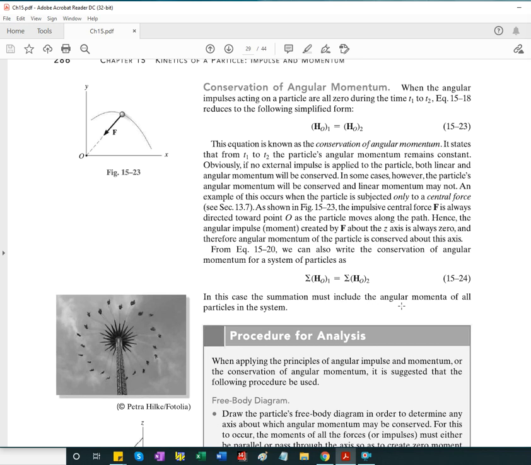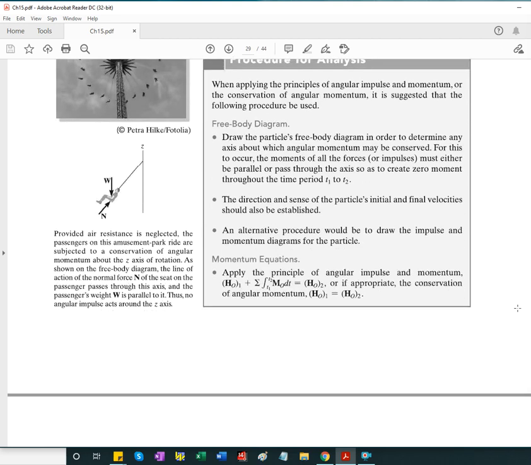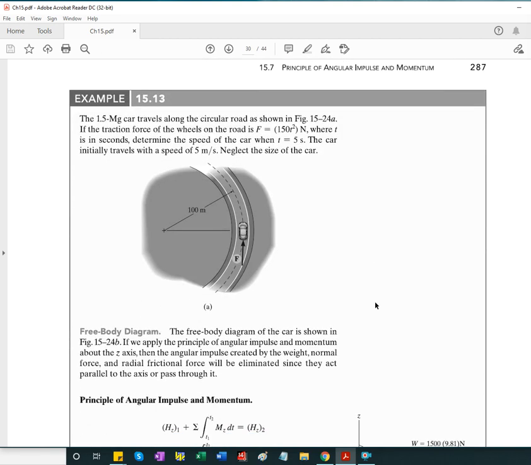And there are problems where this statement is valuable. There is a procedure of analysis, with emphasis on the free body diagram and the choice of the axis about which to evaluate both H and the angular impulse. And then there are some sample problems with the chapter.